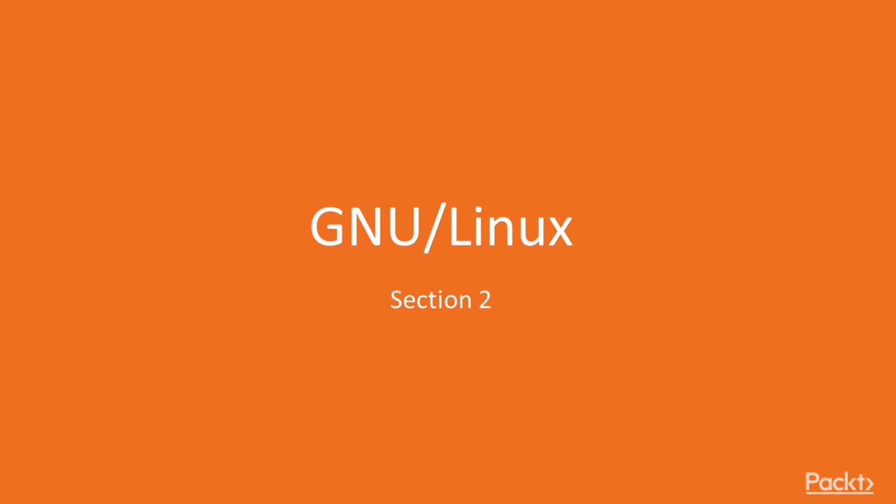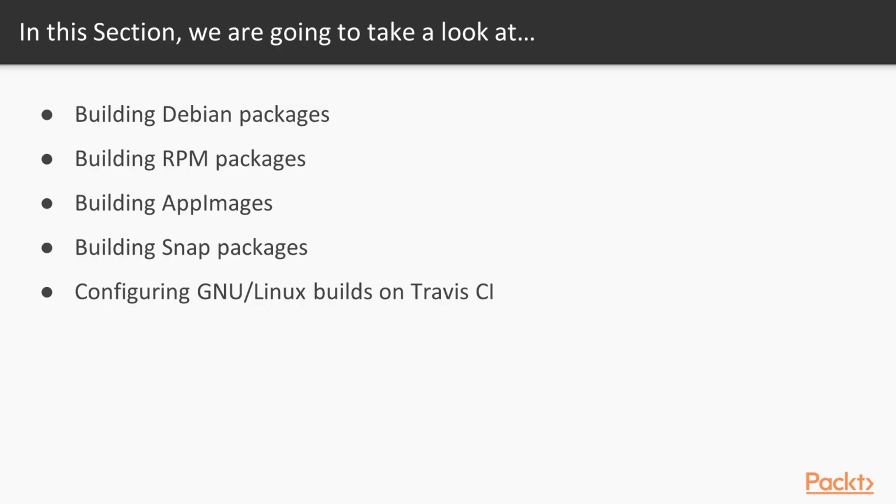Welcome to the second section of this volume, GNU Linux. This section will cover in detail how to generate the most popular package formats for the Linux operating system. We will start by covering Debian and RPM packages, and we will then cover two of the most popular universal Linux package formats, AppImages and Snaps.